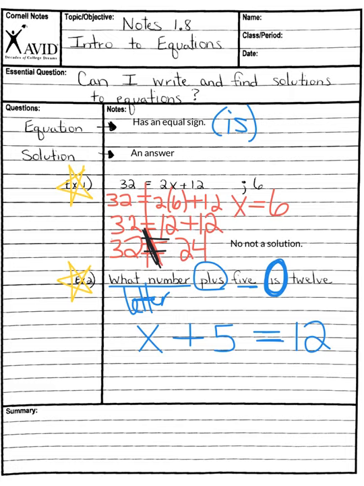So we're going to practice writing some equations from our verbal phrases here. And we're also going to practice and see if the number they give us actually makes the statement true in my equation. So plugging numbers in. That's it.